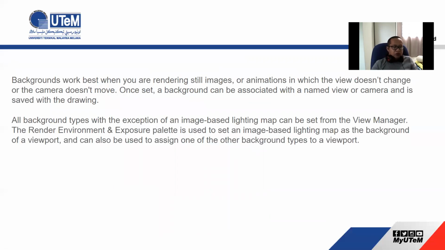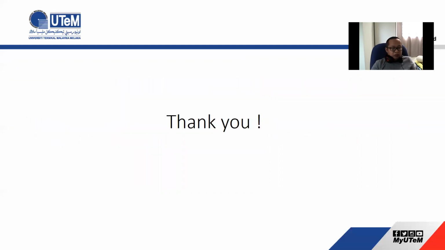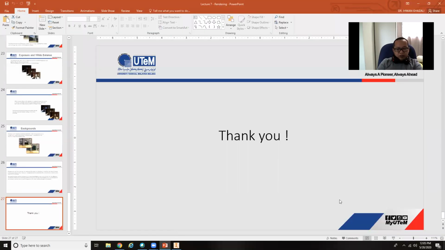Background works best when you are rendering a still image or animations in which the view doesn't change or the camera doesn't move. One set background can be associated with named views or cameras and is saved with the drawing. All background types, with the exception of an image-based lighting map, can be set from the view manager. Later we will see how to make an environmental rendering. All right, let's check a little bit how to do rendering actually.